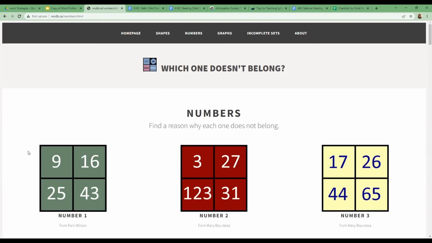Do you have one? Could be 16. Why could it be 16? 16's even. All the other numbers are odd. Could be 43. You know why it could be 43? Because that's a prime number. Do you see all the things that could be there that I could talk about with that?